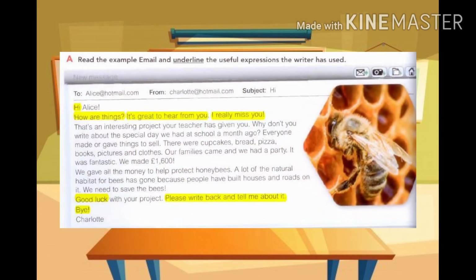Okay, these are some of the useful expressions being used by the writer. Okay, try to compare with yours.